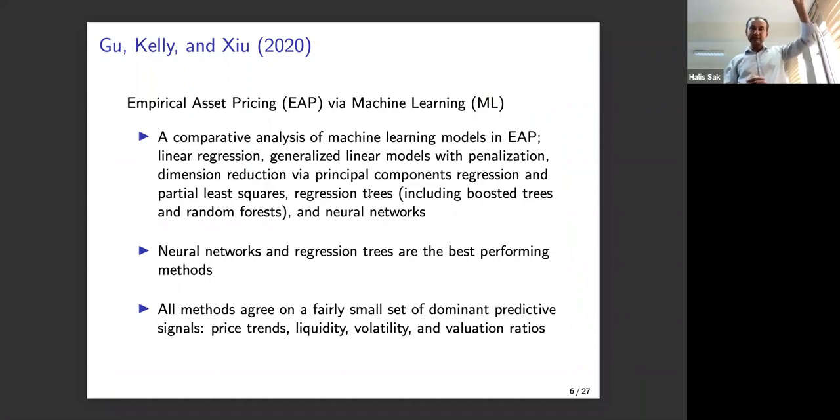What they do is keep observing what factors are really important for each of these machine learning models. And they observe that some of these characteristics keep appearing at the top. What are those things? Price trends, like momentum, 6 months momentum. Liquidity, like turnover. What about volatility? It's idiosyncratic volatility. Also, the valuation ratios.